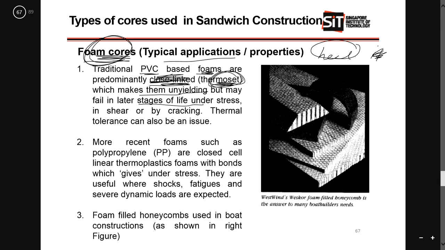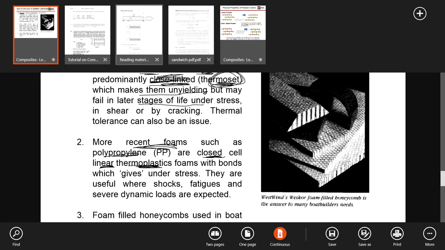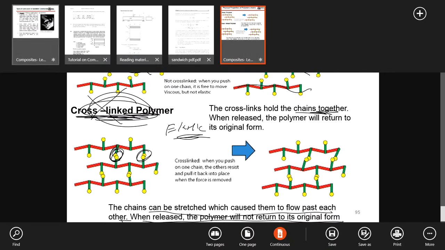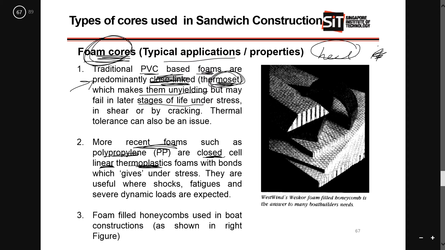The other foams, the more recent foams, use polypropylene, which is a thermoplastic material. Thermoplastic materials are linear. I don't think it's a closed-cell type of thing, I don't know, but there is a difference. As you can see, this is the linear polymer, and this is the cross-link. In the past, we traditionally used PVC, which is a thermoset, a cross-link. Now we use polypropylene, which is a linear-chain thermoplastic.